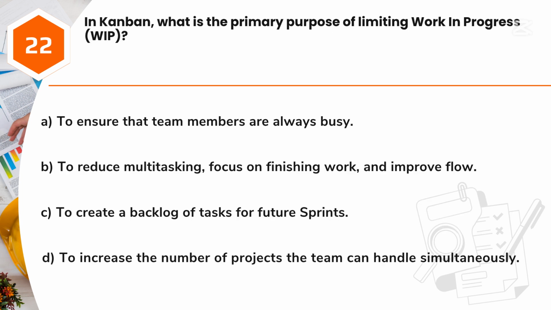Question 22. In Kanban, what is the primary purpose of limiting work in progress, WIP? A. To ensure that team members are always busy. B. To reduce multitasking, focus on finishing work, and improve flow. C. To create a backlog of tasks for future sprints. D. To increase the number of projects the team can handle simultaneously.